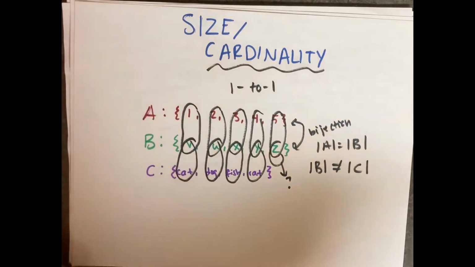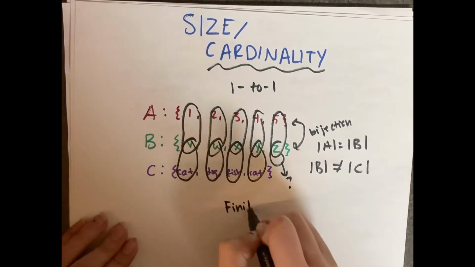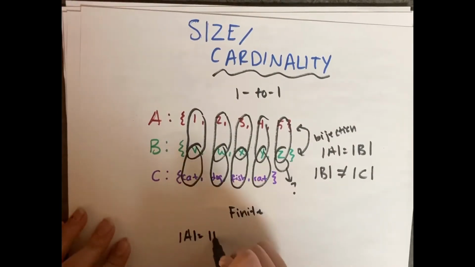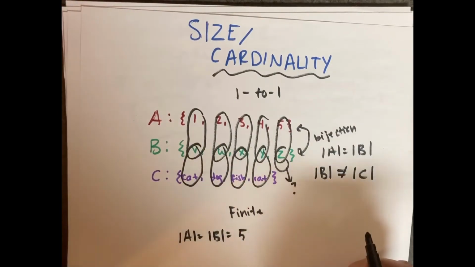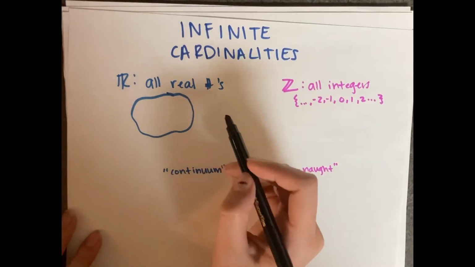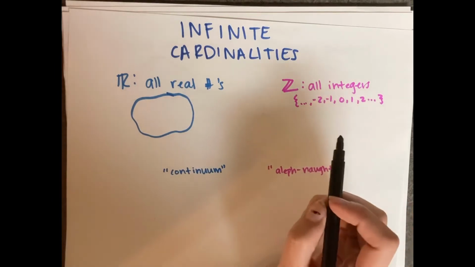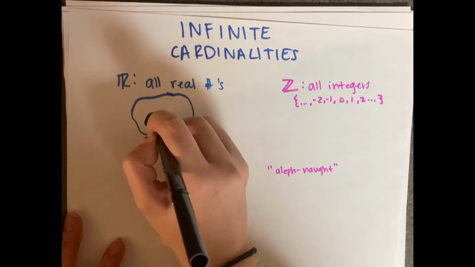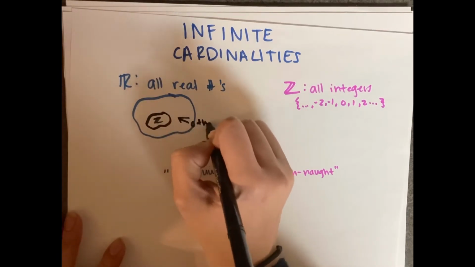This concept is pretty intuitive for finite sets because we can just count the number of elements. A and B each have 5 elements, so it makes sense that they're the same size, while C only has 4 elements and is therefore smaller than A and B. But to apply this concept to infinite sets, let's consider the set of all real numbers, which we call R, and the set of integers, which we call Z. Intuitively, you would expect R to be bigger than Z because the set of reals contains all of the integers as well as lots of other numbers that aren't integers. And you would be right.